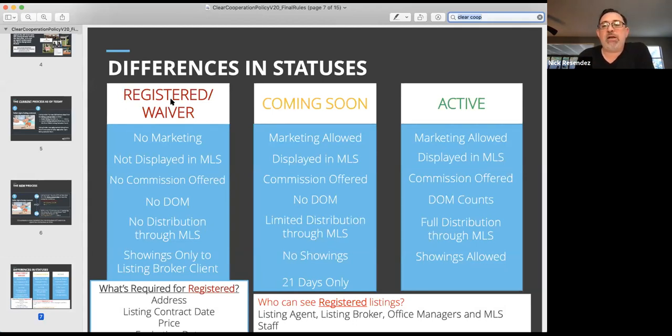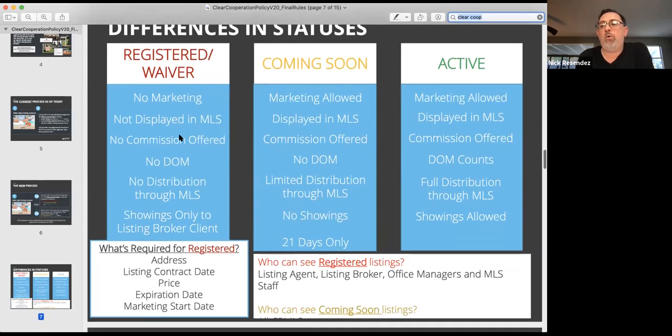We just talked about registered, waiver, excluded, off market. Those are all this status, registered. So what can be done? Well, first, no marketing. You may not market the property except to clients of the listing broker. That's the office, like we spoke about. When it's registered, it's not displayed in the MLS. Nobody can search for this listing except for the MLS, and I think I can see them as well.